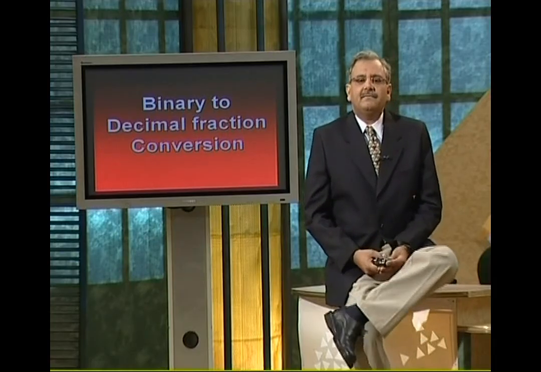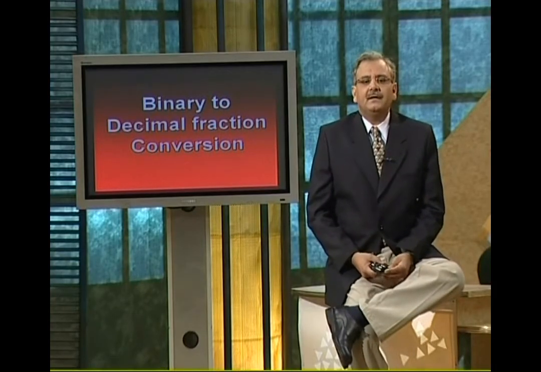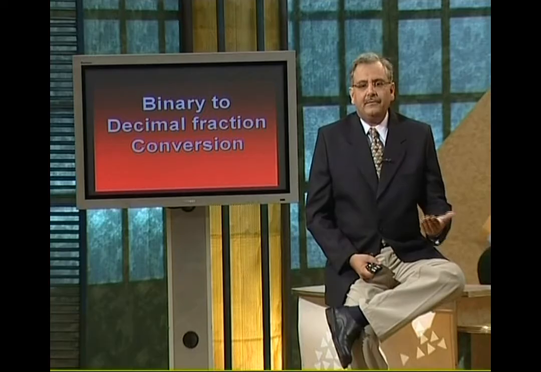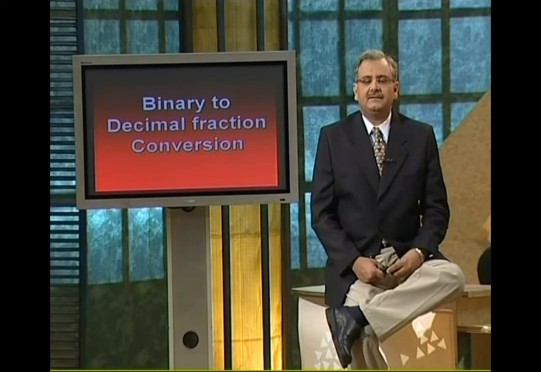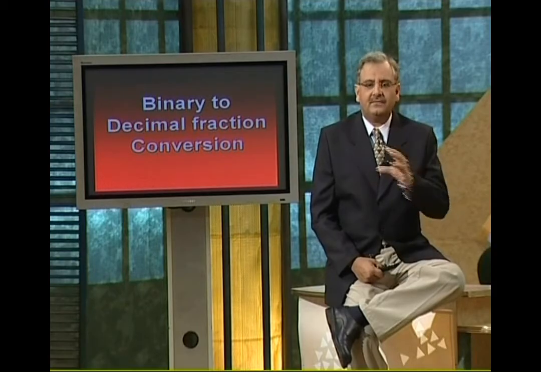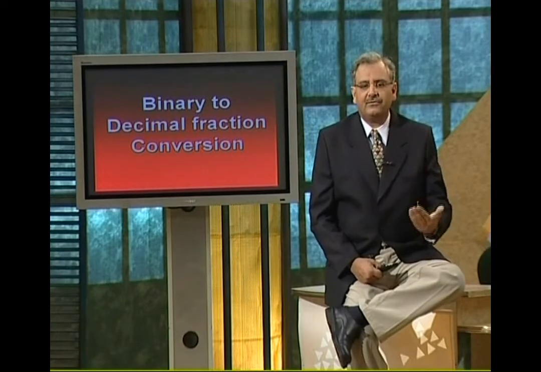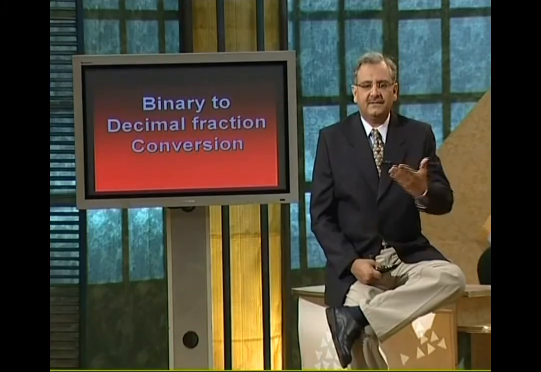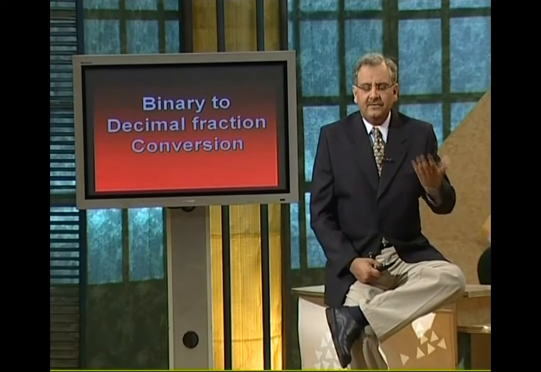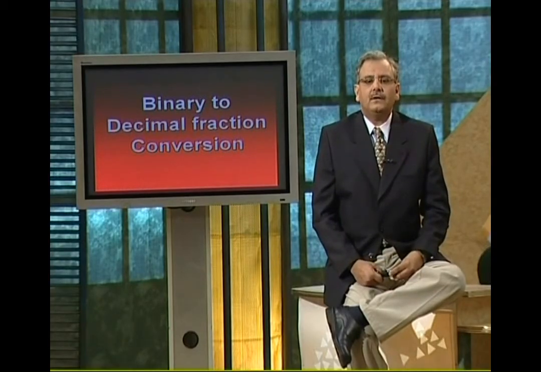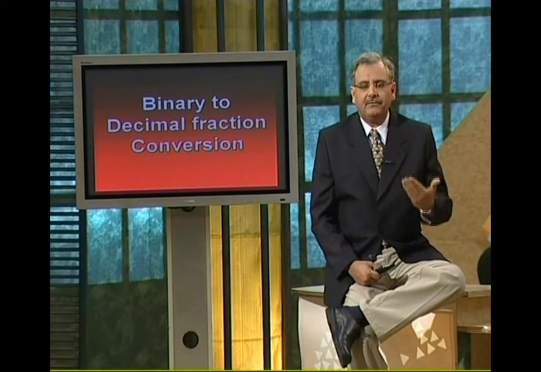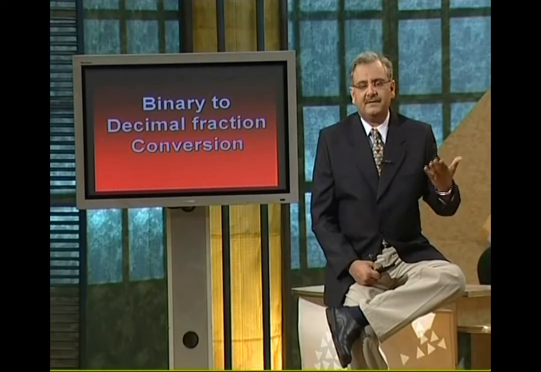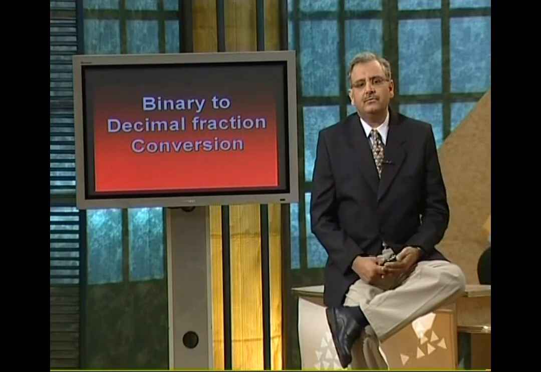Let's first have a look at converting a fraction represented in binary to decimal. Again, the sum of weights method is used to convert binary fractions into decimal. Consider an example, 0.1101. It's a binary number represented as a fraction. We need to convert it into decimal.